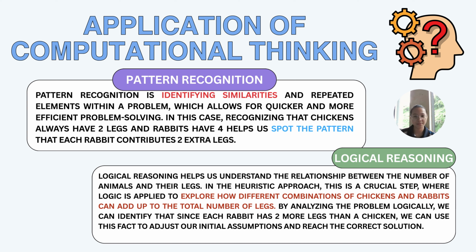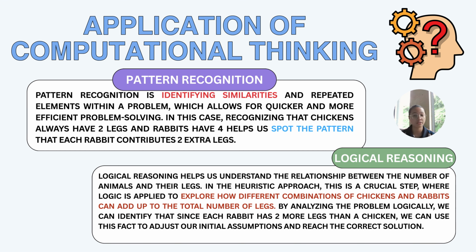Actually, this problem applies all four basic components of computational thinking, which are decomposition, pattern recognition, abstraction, and algorithms. Not just that, it also applies logical reasoning and evaluation. But I focus on the pattern recognition and logical reasoning components here. So the first one is pattern recognition.